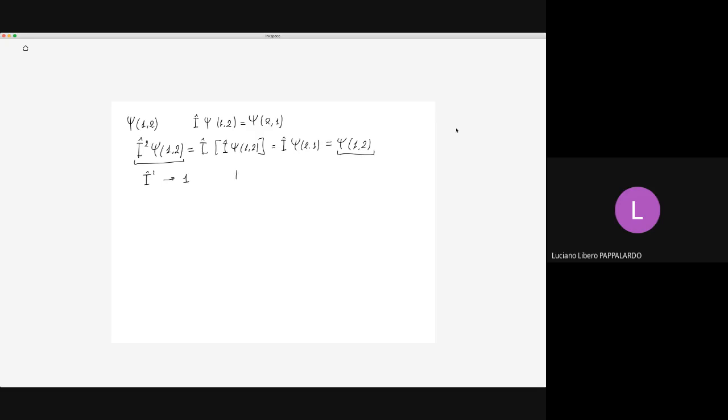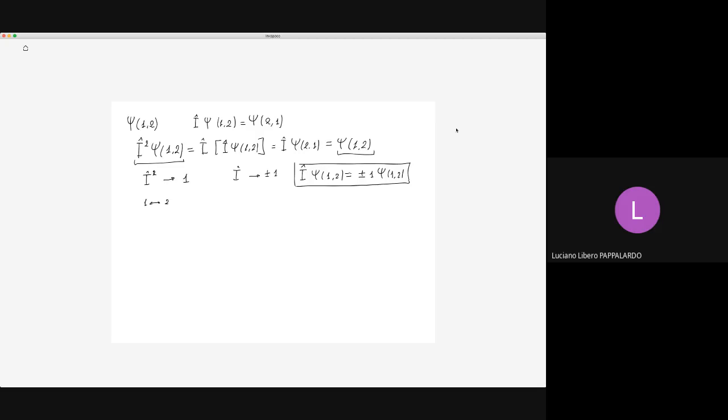And so the eigenvalues of I can be either plus or minus 1. So in general, one can have that I psi(1,2) can be equal to either plus or minus 1 times psi(1,2). This is the eigenvalue equation for this exchange operator. Now, as we've seen from the previous slide, a system of two identical bosons is symmetric under exchange of the two particles, so under exchange of 1 versus 2.